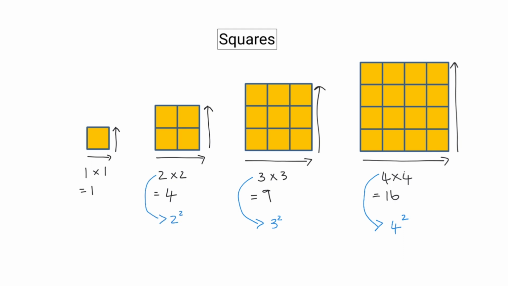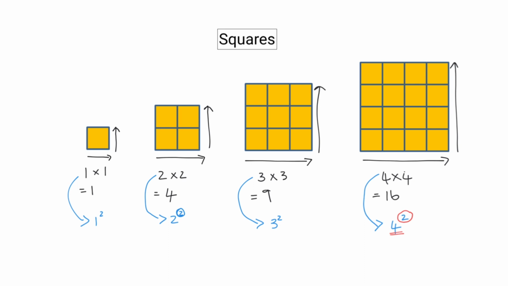This little 2 at the top means to the power of. And this one we can write 1 to the power of 2. Now this little 2, the power of 2, means take this number and multiply it by itself. It doesn't mean 4 times 2. That would give us a very different answer. It means take 4 and multiply by itself. So it's 4 times 4.